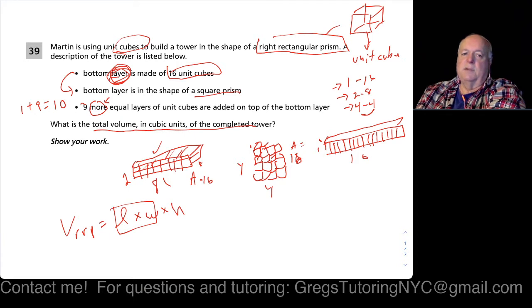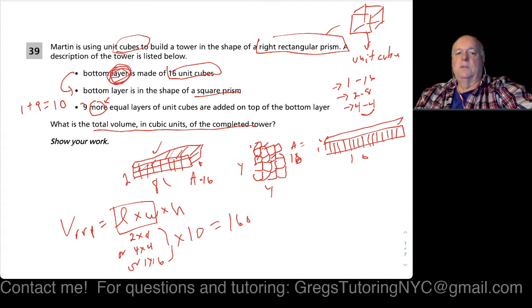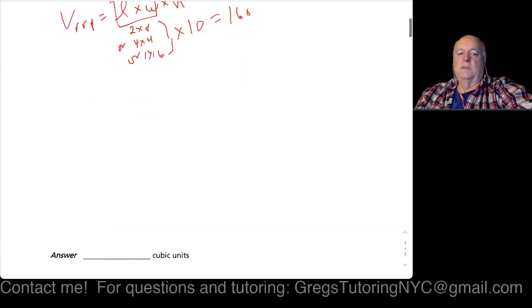So whatever the scenario is, 2 by 8 or 4 by 4 or 1 by 16, whatever we're choosing, we're going to multiply that by 10. And we're going to get 160. Okay? And our units are going to be cubed. Units cubed. Cubic units. Same thing.